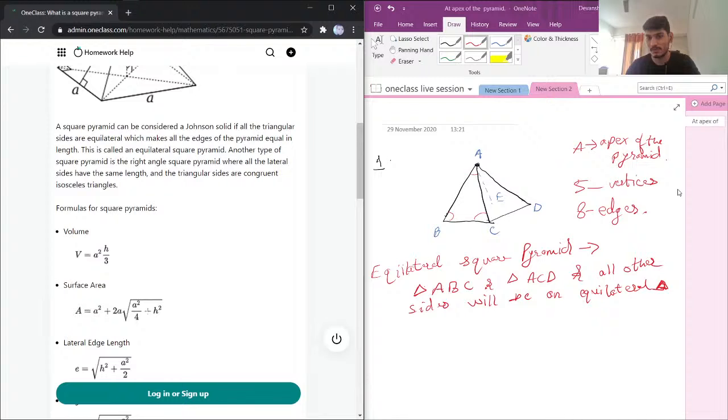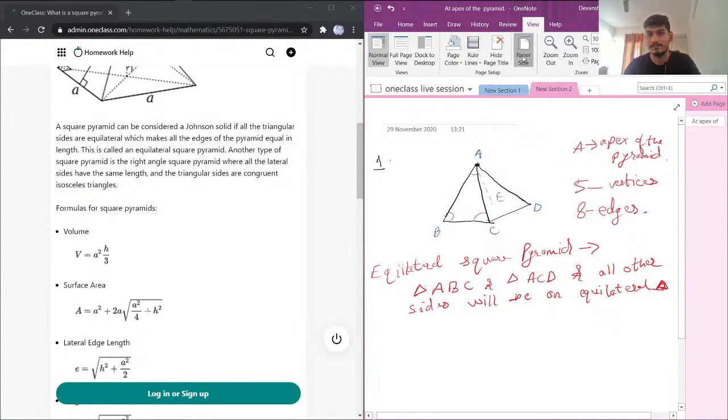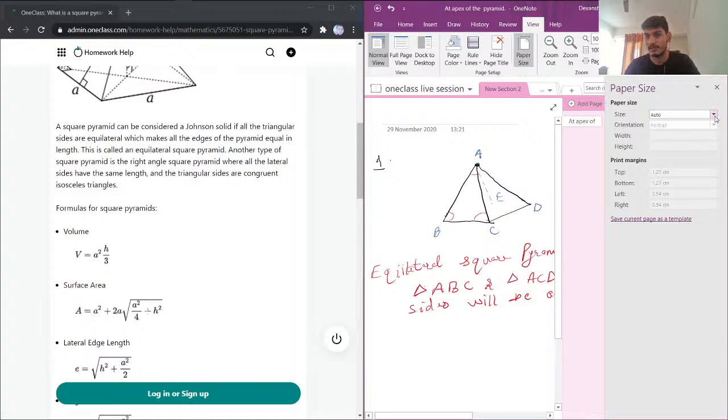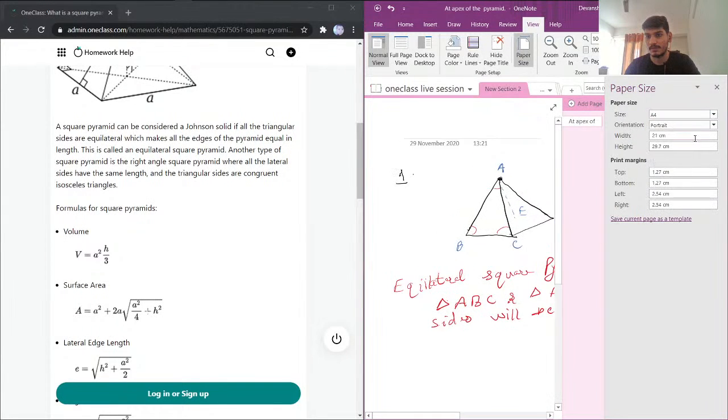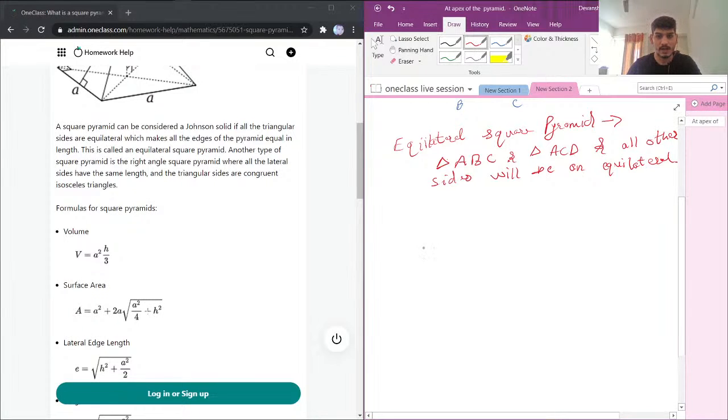Wait a minute, I will just set this to paper size. This should be A4 and portrait. Yeah, so for a right, where was that word, right square pyramid.